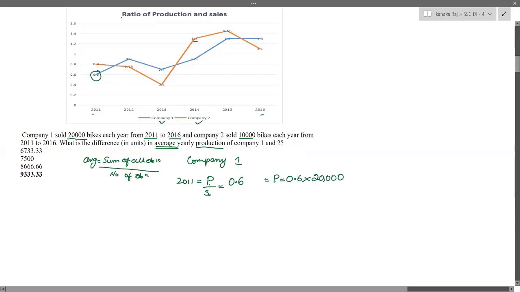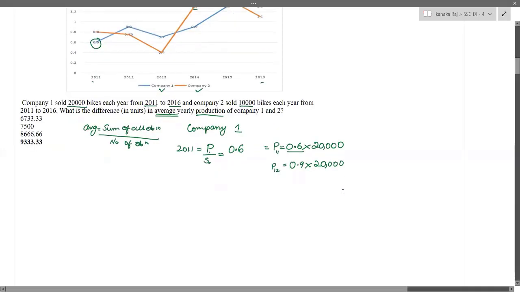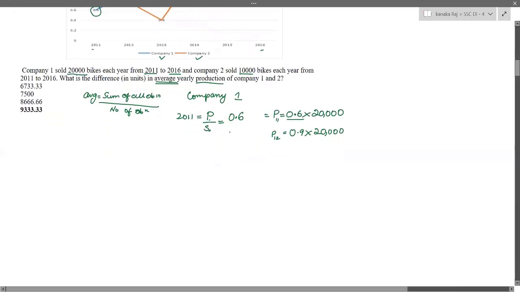Similarly, if I want production for company 1 for the year 2012, how do I get this? I take the ratio from the graph, that is 0.9, into sales of that company. Sales is 20,000 for company 1; it remained constant. So if we start calculating this for each and every year, the calculations become very difficult. So what do I do here? I need to find the average, so I need the sum of productions.